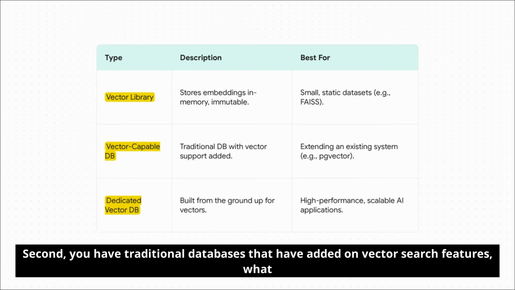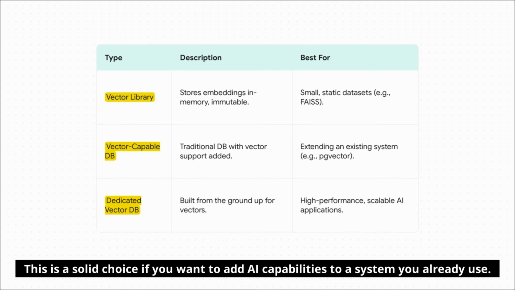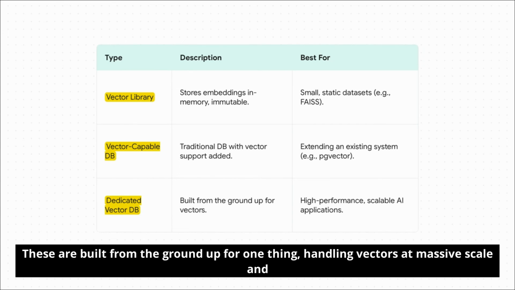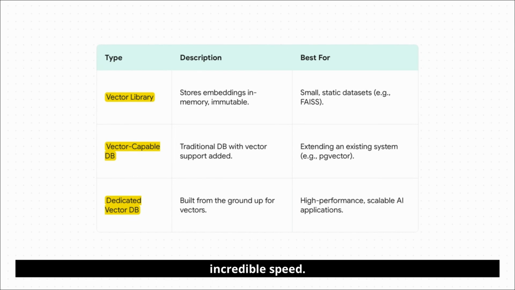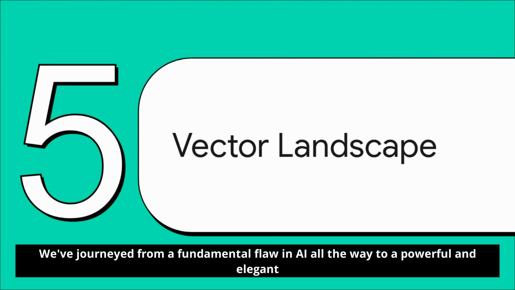Second, you have traditional databases that have added on vector search features, what we call vector-capable databases. This is a solid choice if you want to add AI capabilities to a system you already use. And finally, you have the heavy hitters, dedicated vector databases. These are built from the ground up for one thing: handling vectors at massive scale and incredible speed. So that's the big picture. We've journeyed from a fundamental flaw in AI all the way to a powerful and elegant solution.